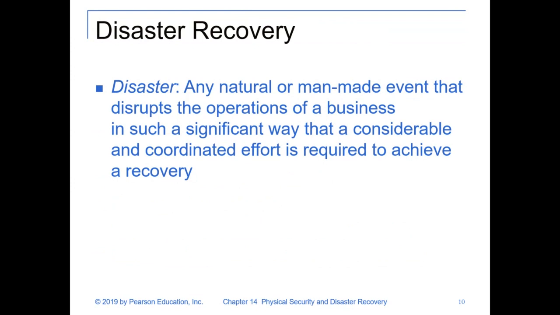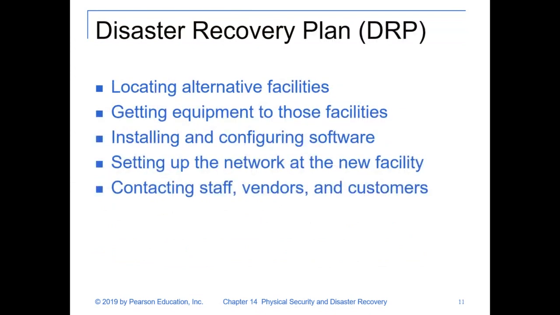A disaster could be someone clicking on a link and infecting the organization. So to deal with this, we do have a disaster recovery plan. A couple of key points of a DRP is to locate alternate facilities, getting equipment to those facilities, installing and configuring software, setting up the network of the new facility, and then contacting staff, vendors, and customers. That's all things that can be part of a disaster recovery plan.